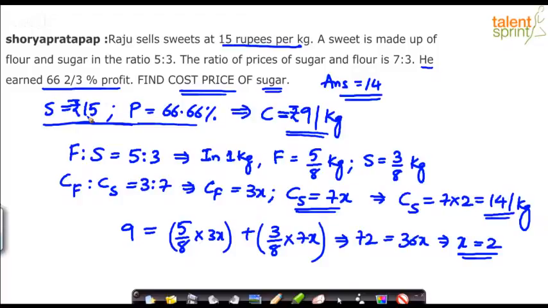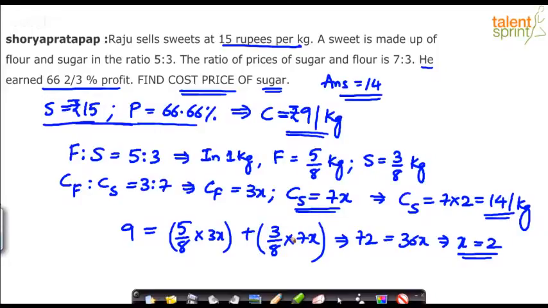Now it depends on how the answers are given. Shaurya Pratap, if the cost price of sugar is asked in rupees per kg, then the answer is 14. But if he says out of the 9 rupees that we have spent, what is the cost of sugar, then you'll have to do a different calculation. Because out of 9 rupees, how much is the expenditure on sugar? Expenditure on sugar is 3 by 8 into 7x. So you have to take 14 into 3 by 8. So there are two types of answers possible.